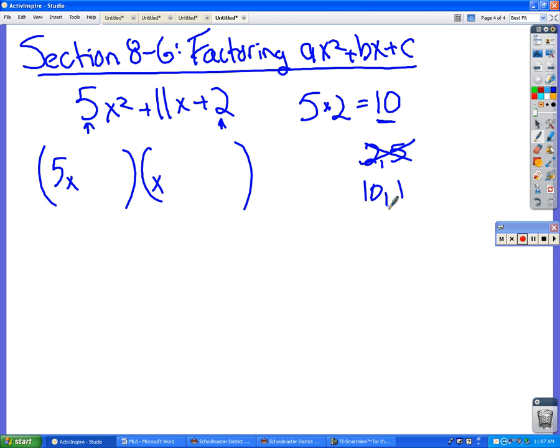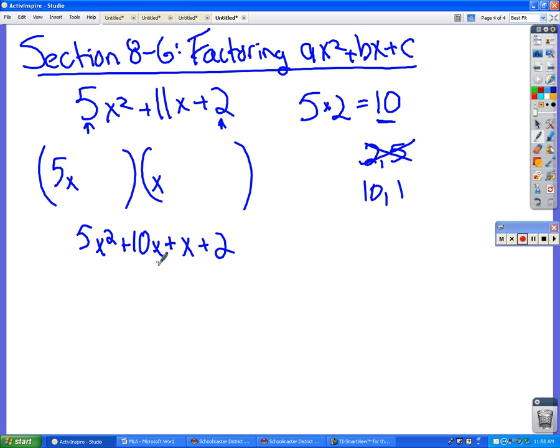Here's where the craziness starts. I'm going to rewrite 5x squared plus 11x plus 2 as 5x squared plus 10x plus x plus 2. Do you agree that 5x squared plus 10x plus x plus 2 equals 5x squared plus 11x plus 2? Same thing, right? Because if I combine my like terms here, 10x plus x is 11x. So this thing that I started with and this thing right here are the same.